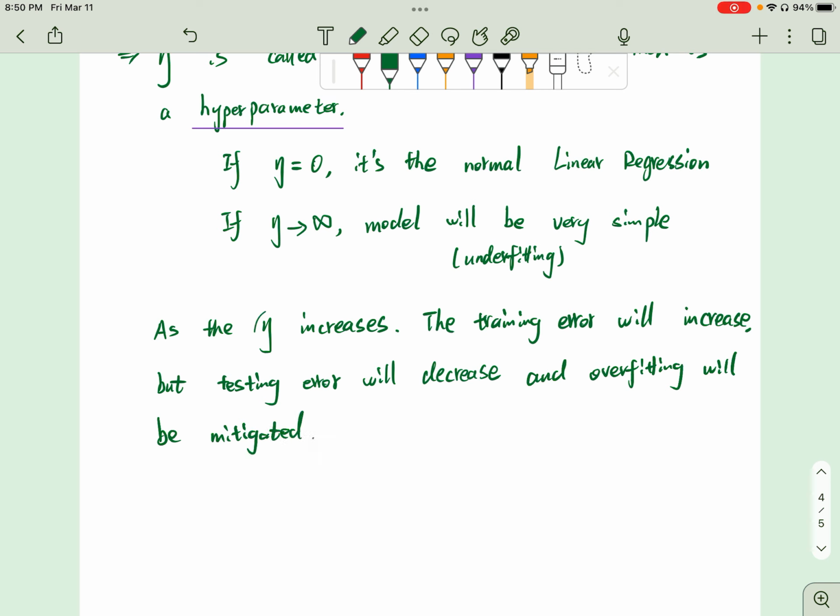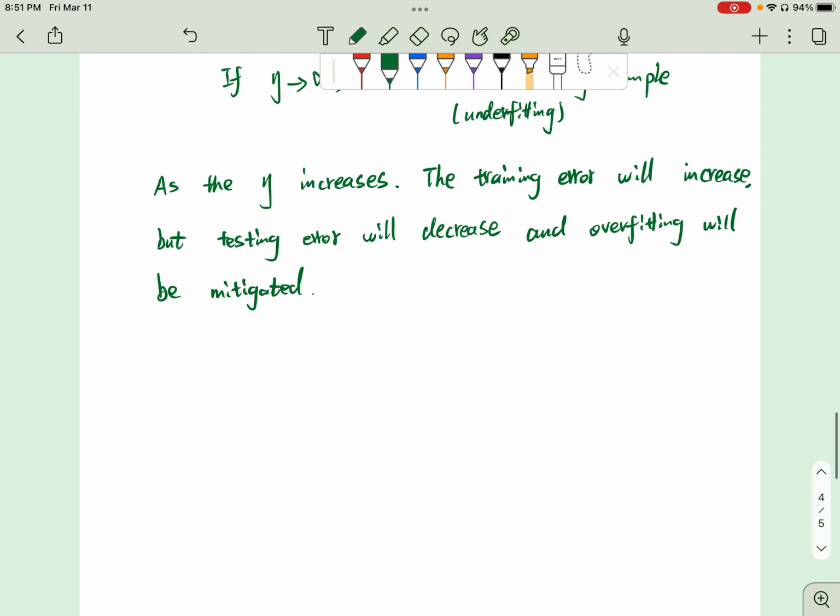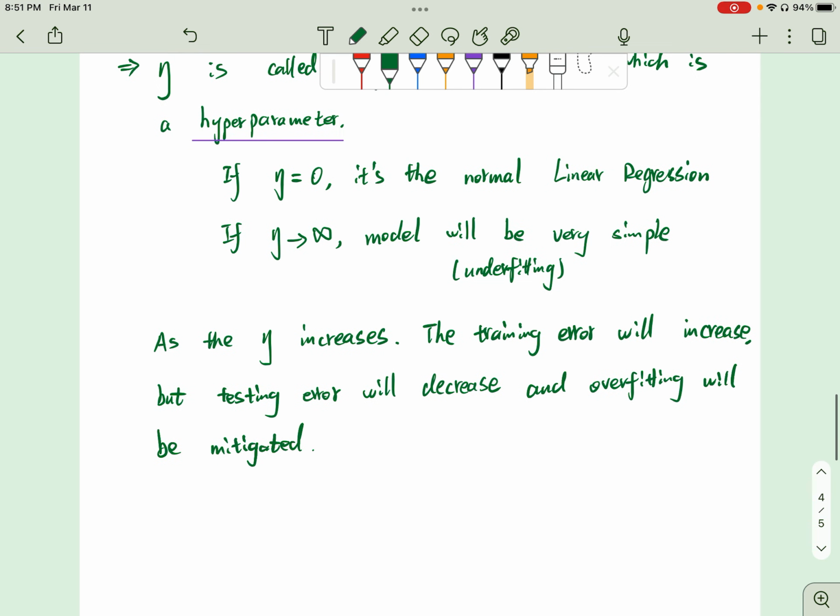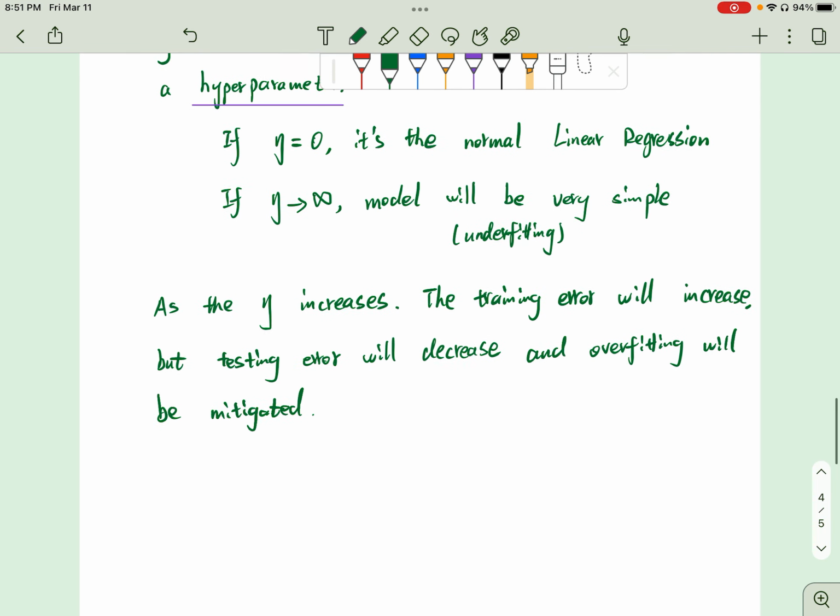And if we further increase this eta, if we increase it to infinity, the overfitting problem may be changed to an underfitting problem. So we need to find the balance here. And finding this balance is called the hyperparameter tuning. And I think I can cover it in the next video.